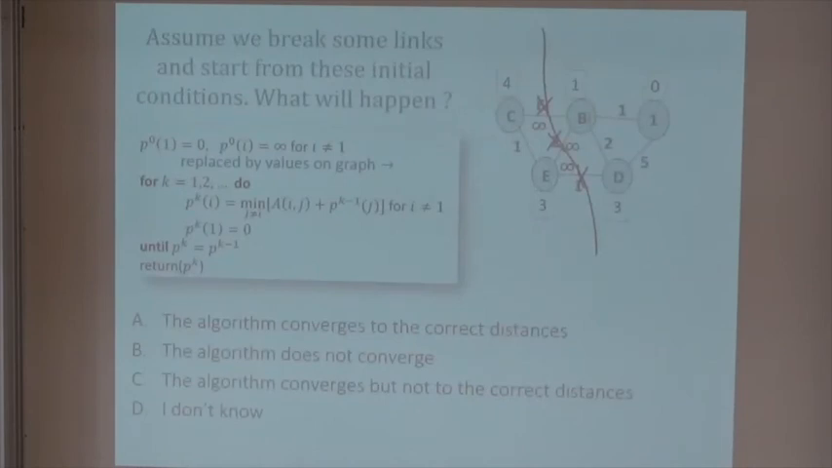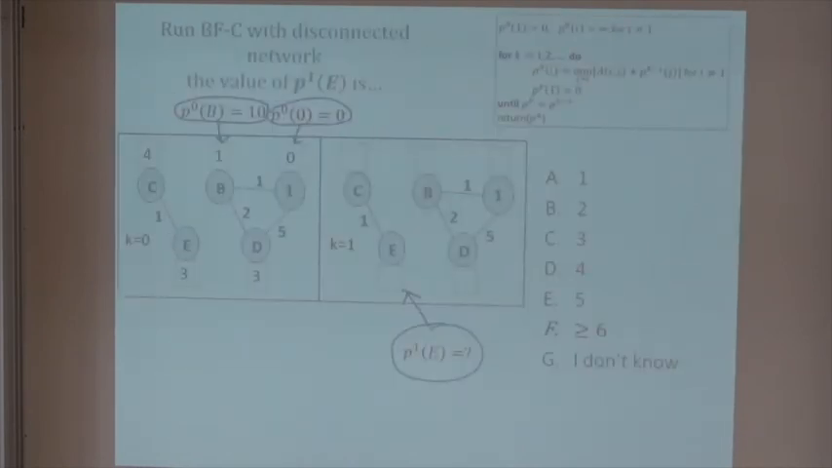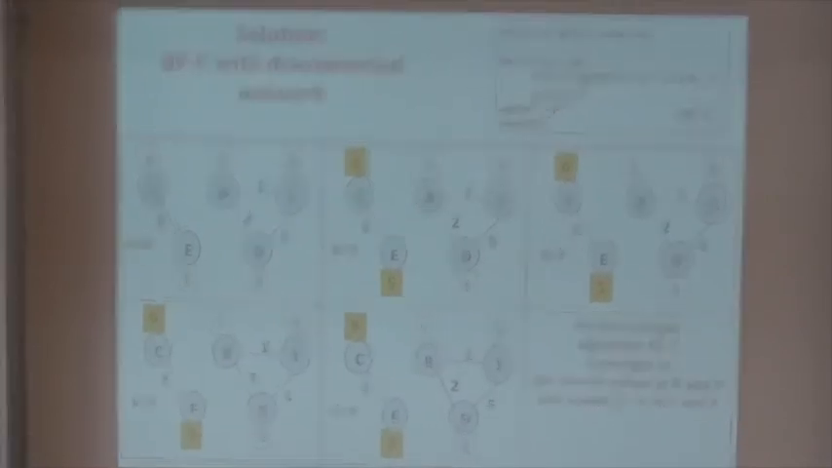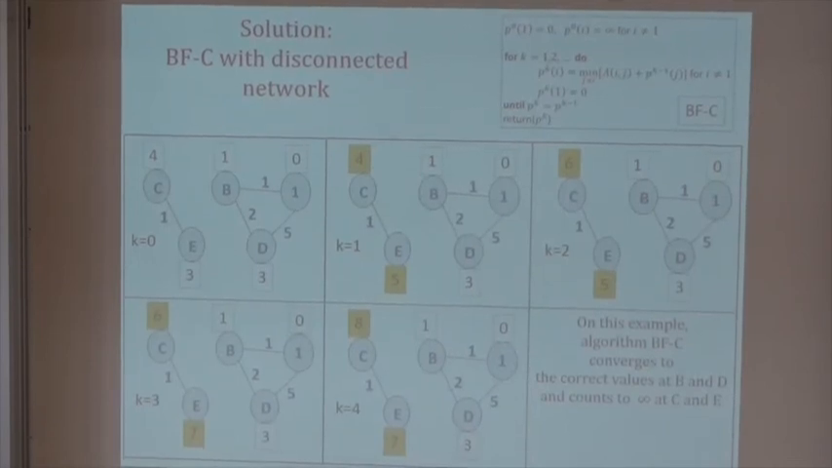Let me skip the question to save time and go directly to the answer. This was in the case where the network was completely partitioned. So it seems, at least on this example, that if we start from arbitrary bizarre conditions, miracle happens, it will still converge to the correct value.